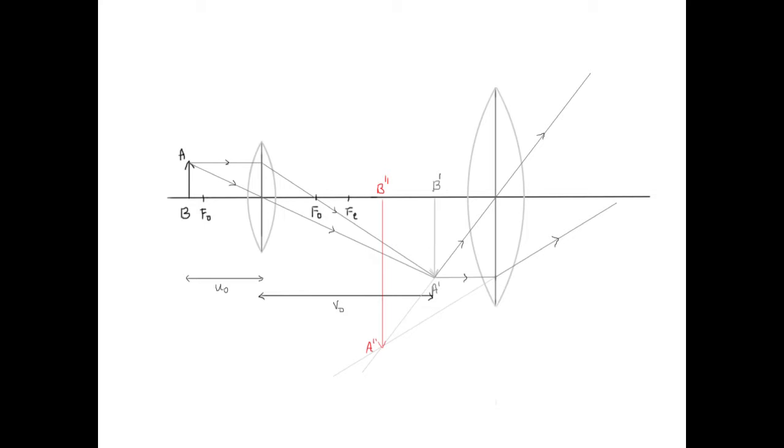So this distance, let's call it D. Now, D is nothing but VE, correct? The image distance with respect to the eyepiece. So now you have U naught and V naught, which are the object distance and the image distance with respect to the objective. Next, you have UE and D. This is again the object distance and the image distance with respect to the eyepiece. And you obviously have F naught and FE, which are the focal lengths of the objective and the eyepiece.